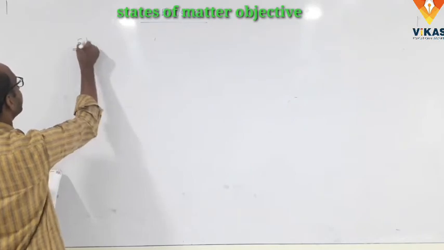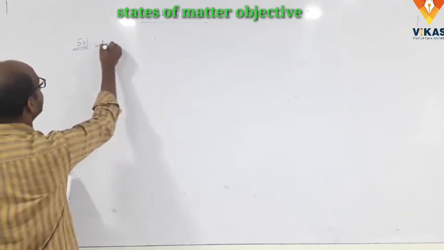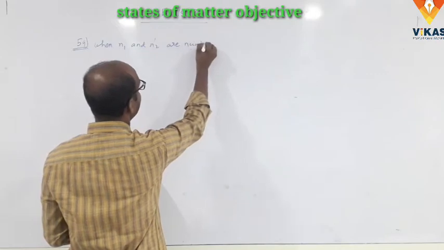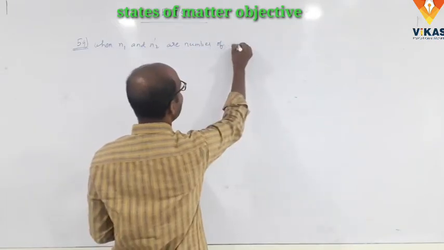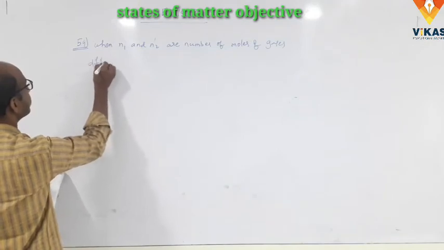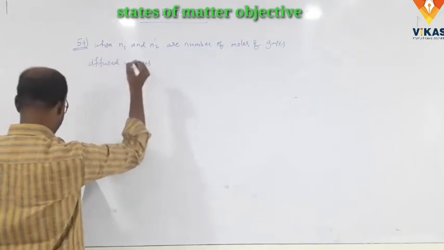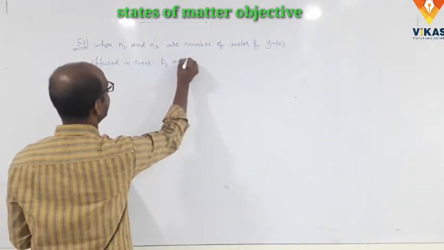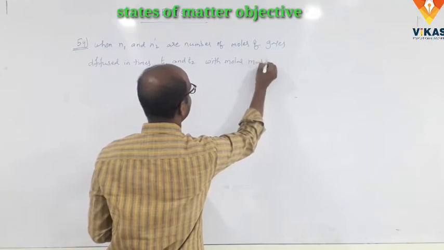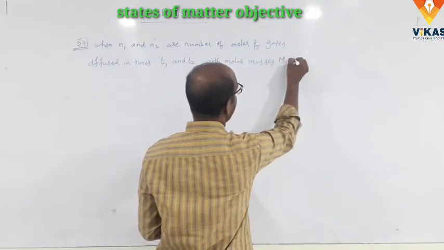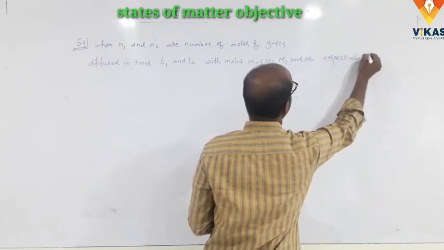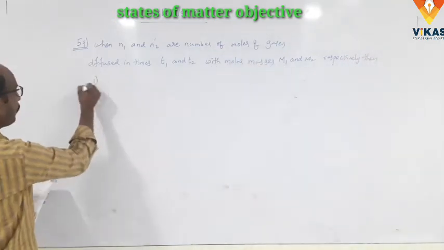Next, question number 59. When N1 and N2 are the numbers of moles of gases diffused in times T1 and T2 with molar masses M1 and M2 respectively, then here are 4 options.